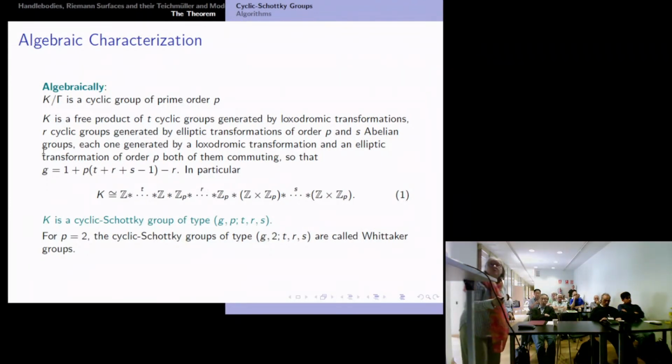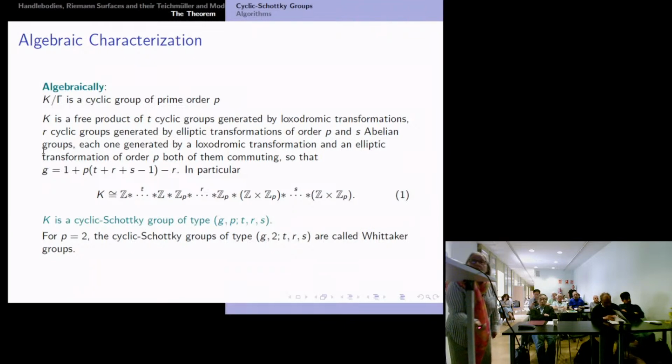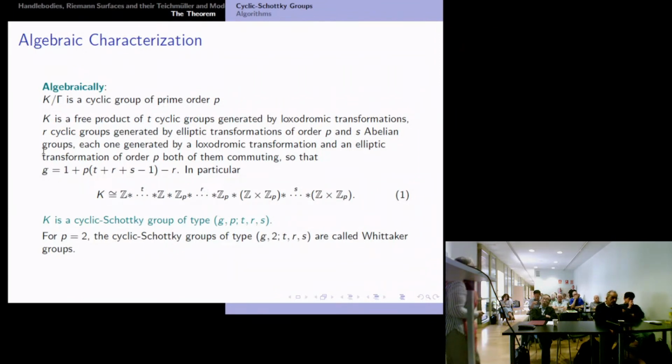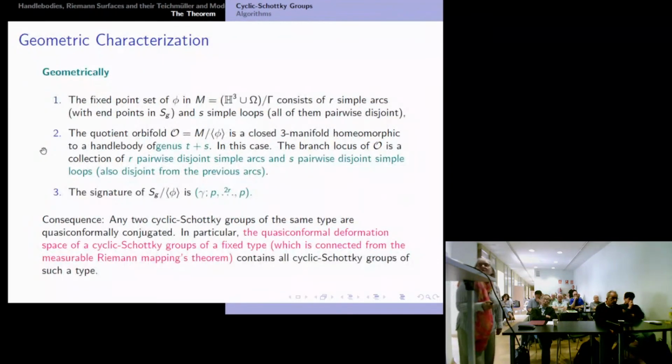So this is, and then we will say that this is of type G, because the Schottky subgroup, the normal one, is of index P and has rank G. P is the order of the automorphisms of the Riemann surface. T is the number of loxodromic generators, R the elliptic generators. S is the combination of loxodromic and elliptic elements. And this is everything, right?